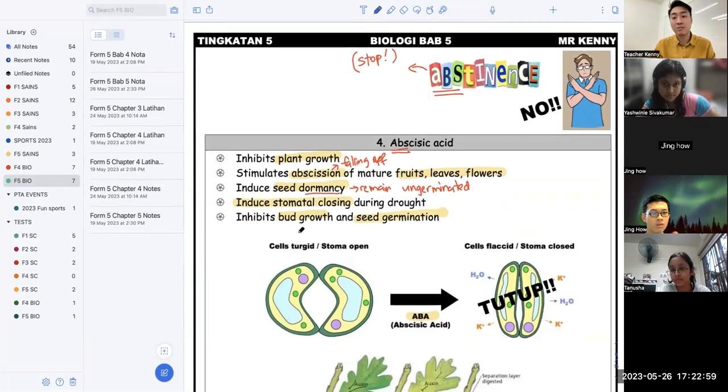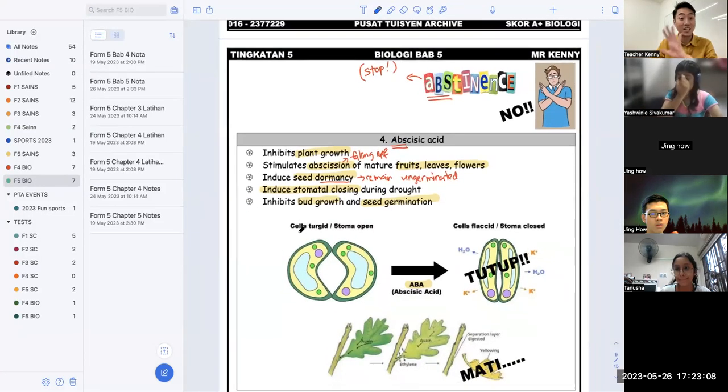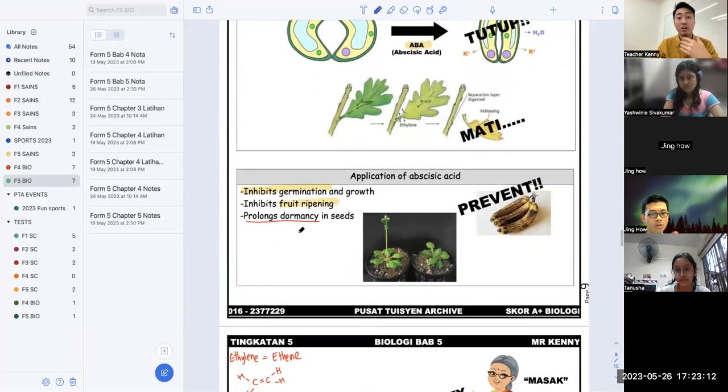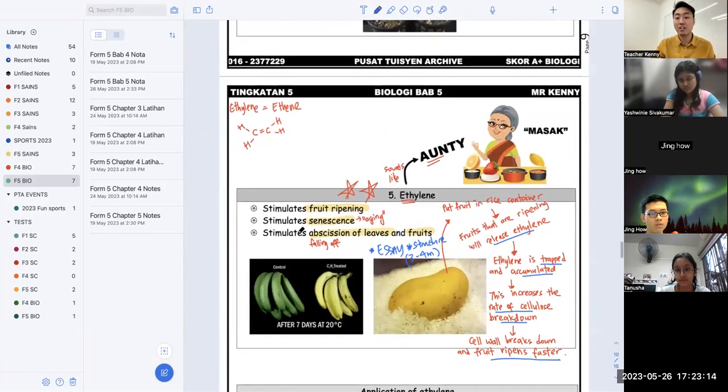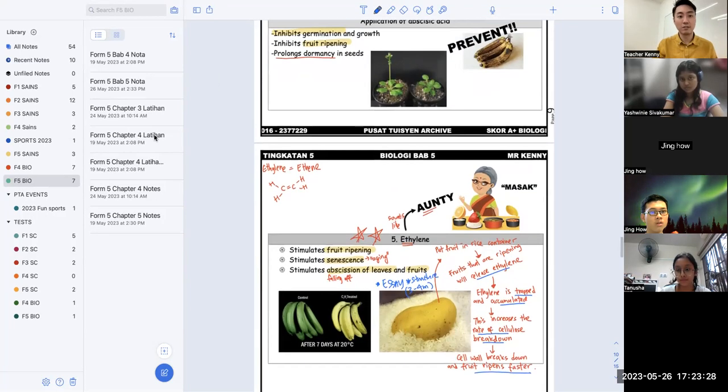And then abscisic acid, ABA, is everything is no. Everything you want to grow, cannot do. So this is a so-called negative one. It's not really negative. It's actually a way of protection or conserving energy. And then lastly, ethylene. Ethylene means ripen faster. Understand? So far so good?